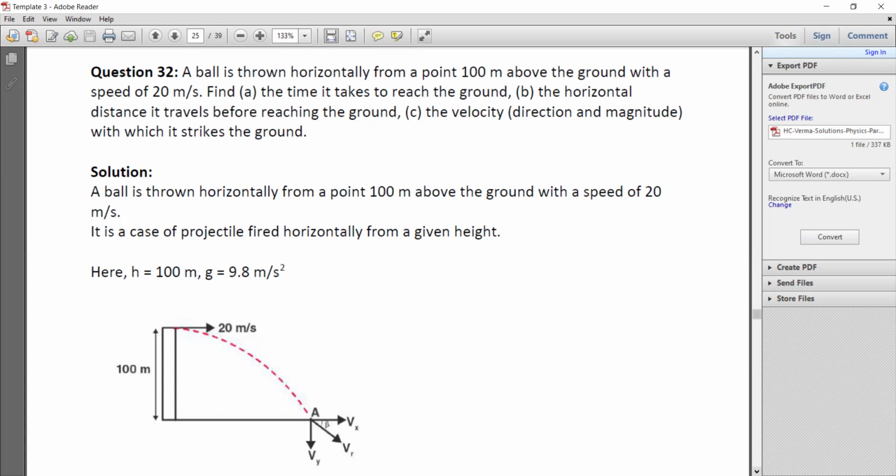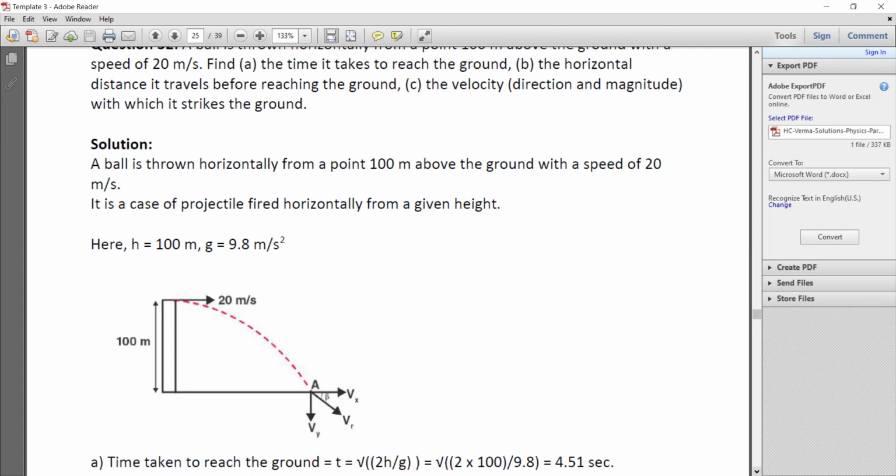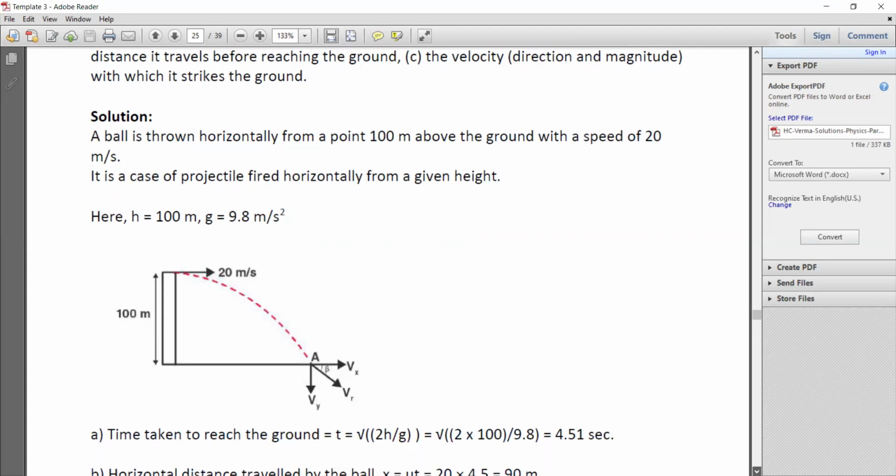Question 32. A ball is thrown horizontally from a point 100 meters above the ground with a speed of 20 meters per second. Find A, the time it takes to reach the ground, B, the horizontal distance it travels before reaching the ground, C, the velocity, direction and magnitude, with which it strikes the ground.